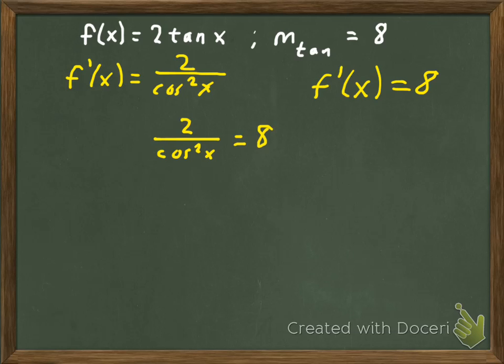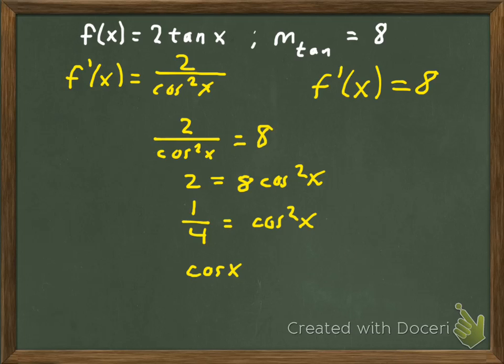Alright, and if we're going to solve for x, then we want to multiply both sides by cosine squared of x first. So that'll give us 2 equals 8 cosine squared x. And then if we divide both sides by 8, we're going to get 1/4 is equal to cosine squared x. And so cosine of x would equal plus or minus 1/2, right? We need to consult the unit circle again here.